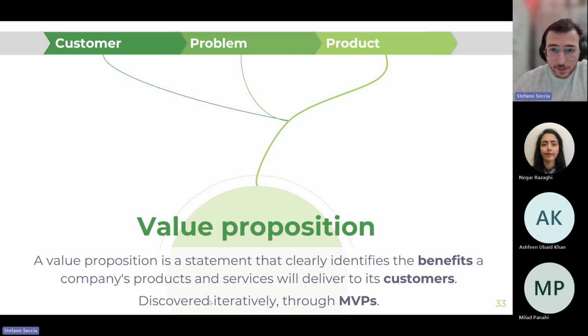Working through this iteratively will lead you to creating a value proposition, a statement that clearly identifies what the benefits a company's product and services will deliver to its customers, and therefore lead to a practical implementation of this value proposition into an MVP or minimum valuable product, which combines the information that you've gathered, the assumptions that you've answered and validated, and you will need to have data that supports these validated assumptions, into a marketable product that answers these basic benefits in the most efficient way possible.